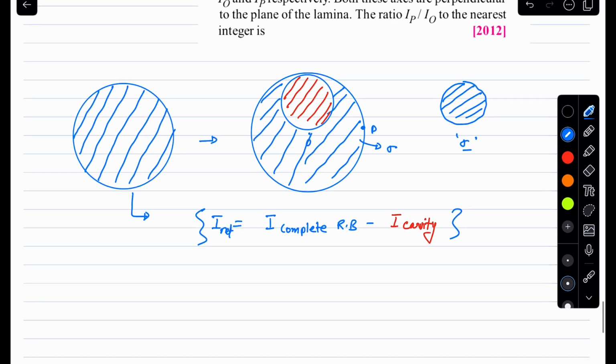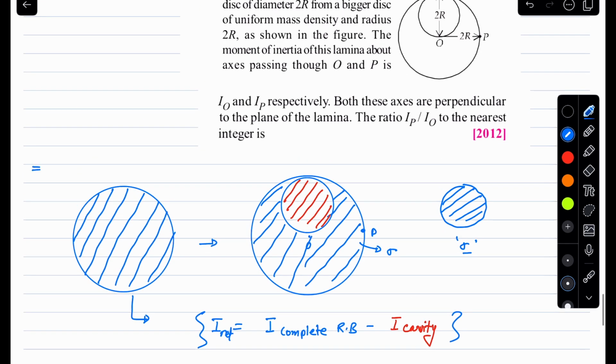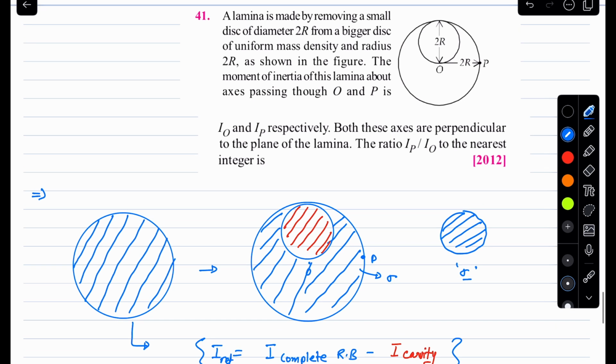Okay, so this is the approach, for this question or any kind of this question. Now for this question I need to do this 2 times.